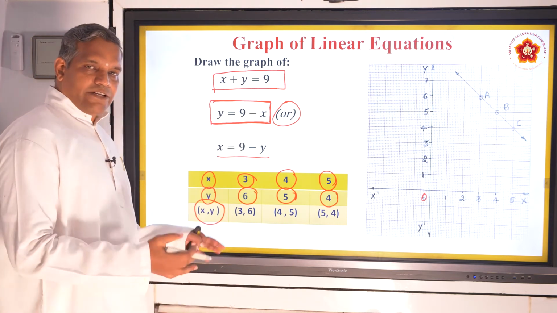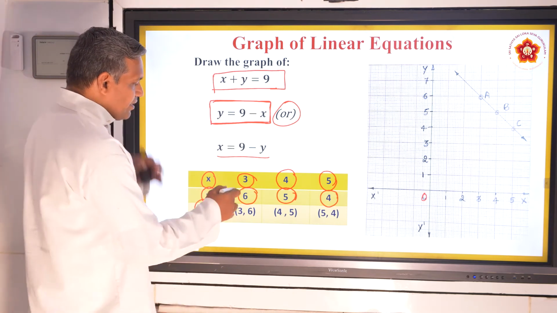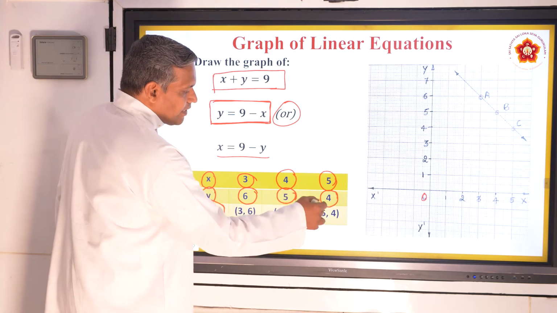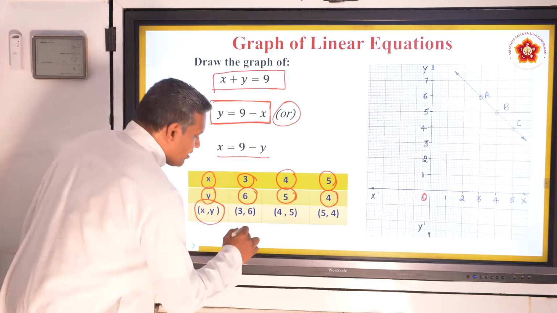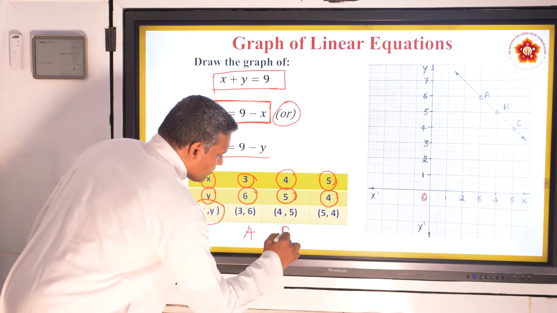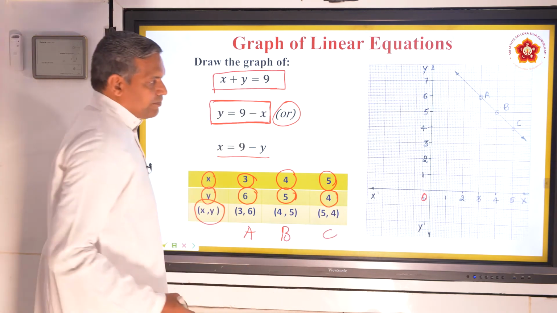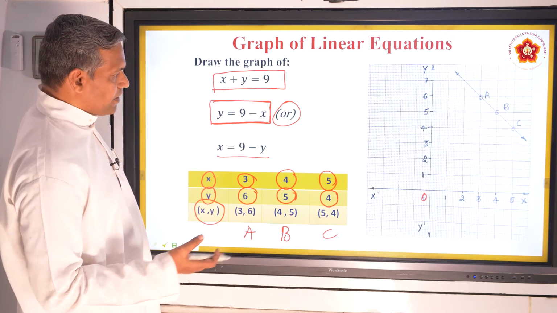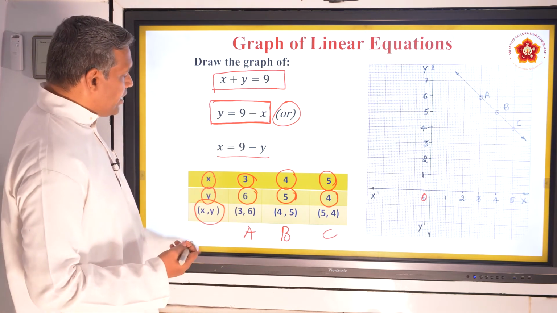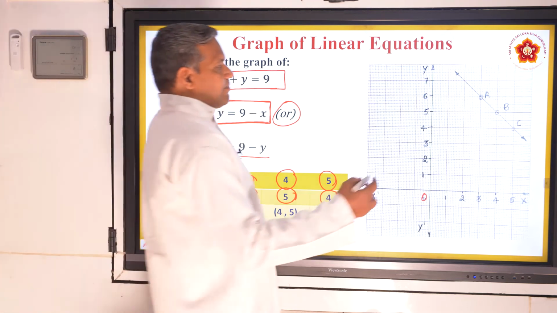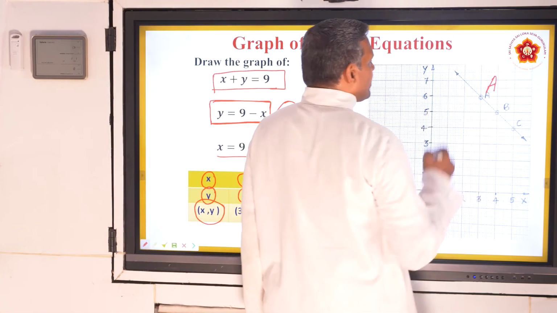Finished. After getting that, I am putting 3 comma 6, 4 comma 5, 5 comma 4. That's it. So that I get 3 different points. So I call this point A, this point B, this point C. I don't know whether I followed the same suit or not there, but yes, of course I followed the same suit. So this is my point A. What is this point A?